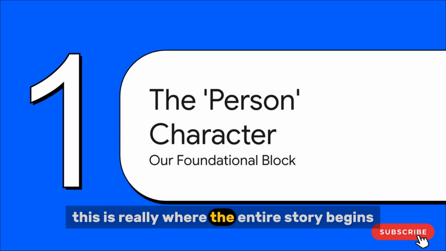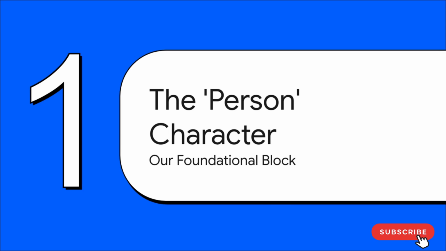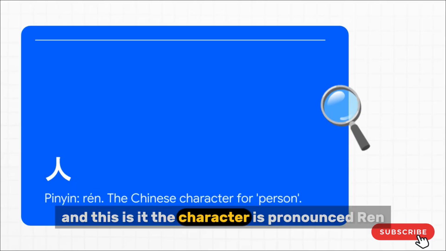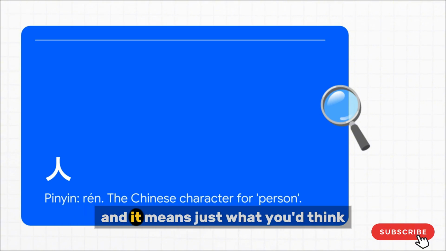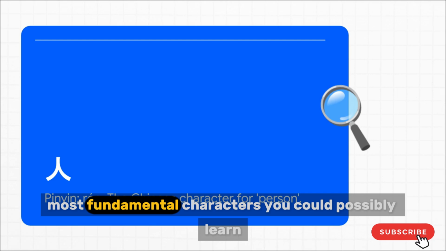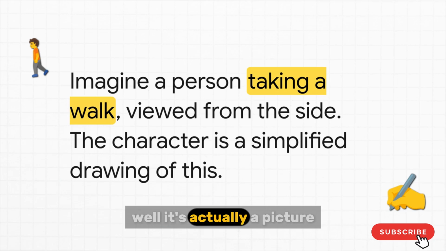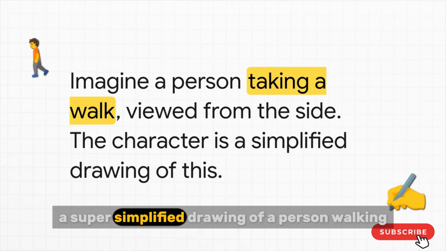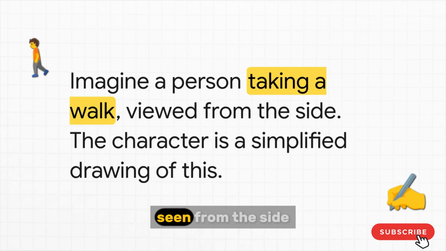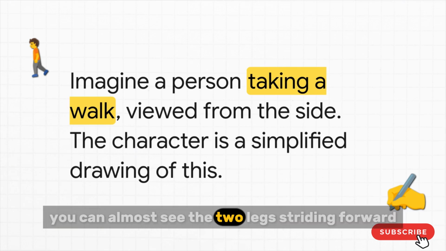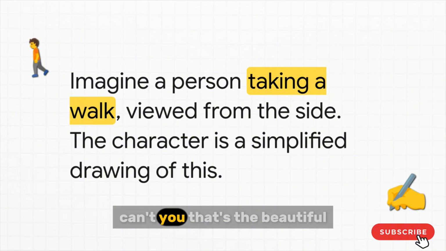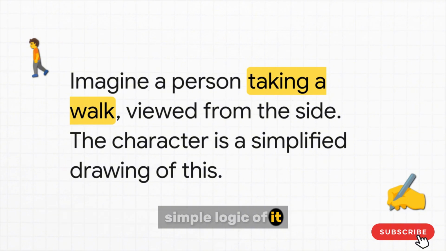This is really where the entire story begins. And this is it. The character is pronounced ren, and it means just what you'd think, person. It's one of the most basic, most fundamental characters you could possibly learn. So what's the story behind this shape? Well, it's actually a picture, a pictogram. Just imagine a super simplified drawing of a person walking, seen from the side. You can almost see the two legs striding forward, can't you? That's the beautiful, simple logic of it.